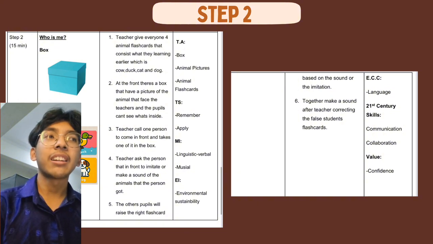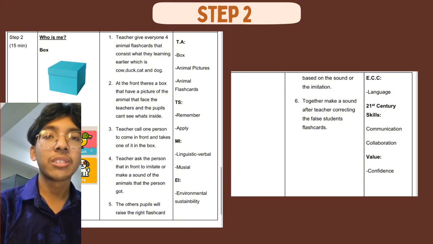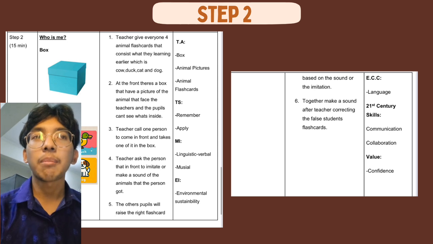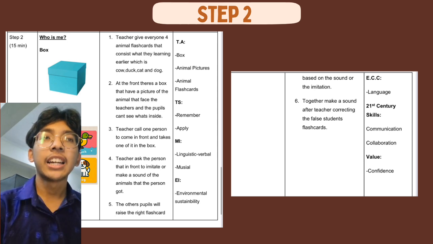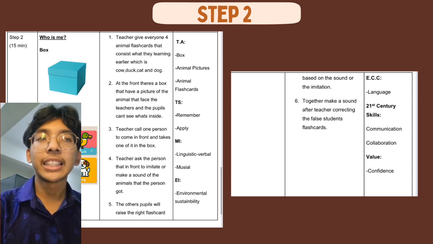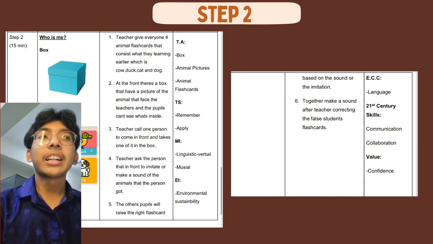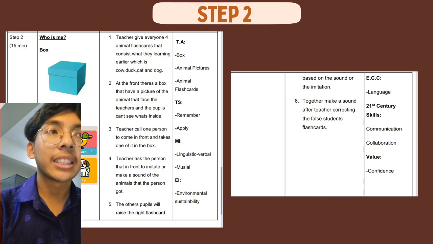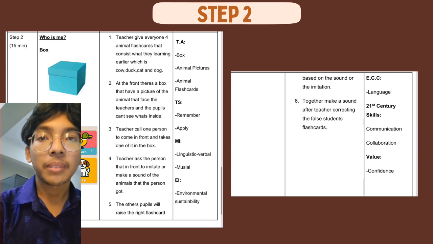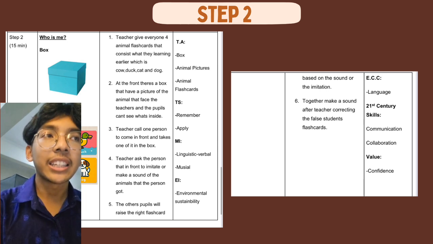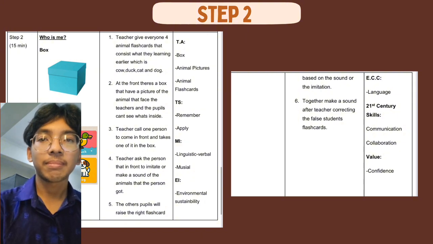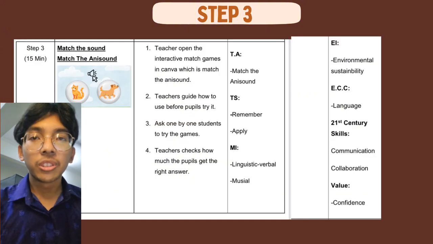So the teaching aids for this step are a box, animal pictures and animal flashcards, and the teaching skill is remember and apply. After they make the sound, the teacher will correct the flashcards that the pupils raised. Okay, we move to step 3.